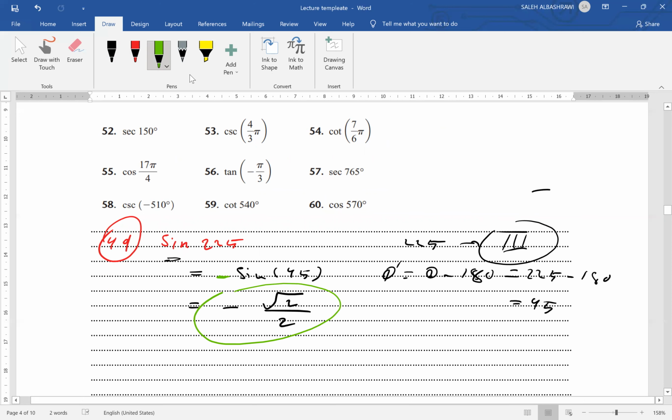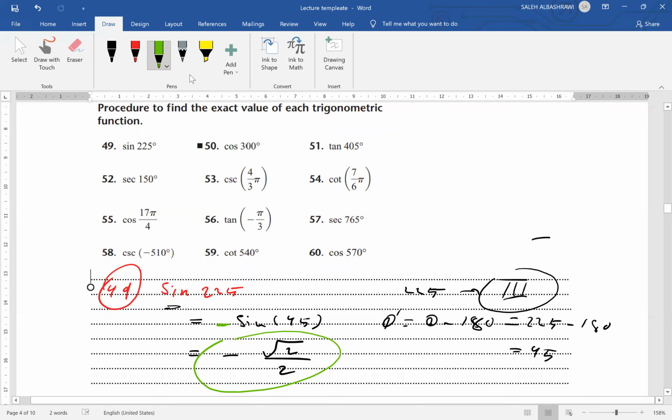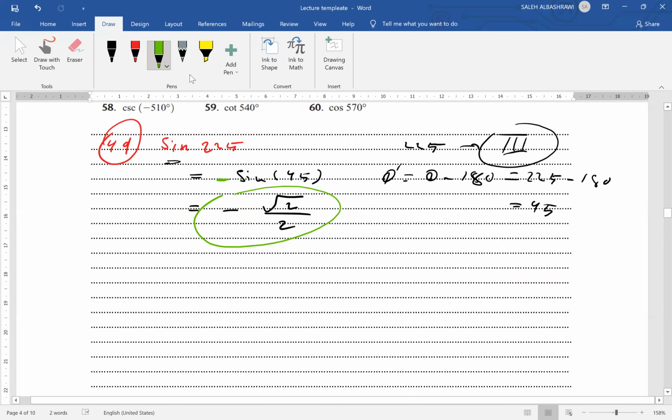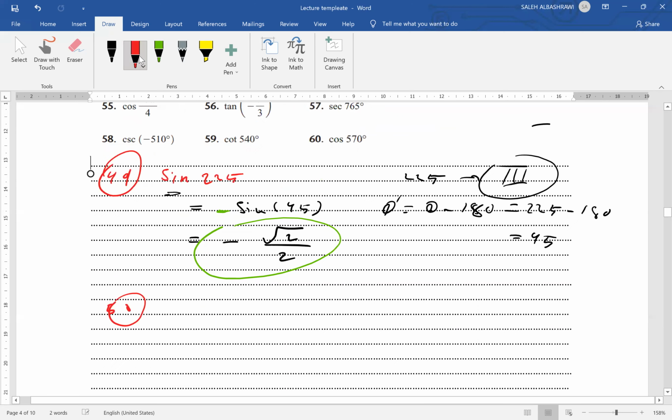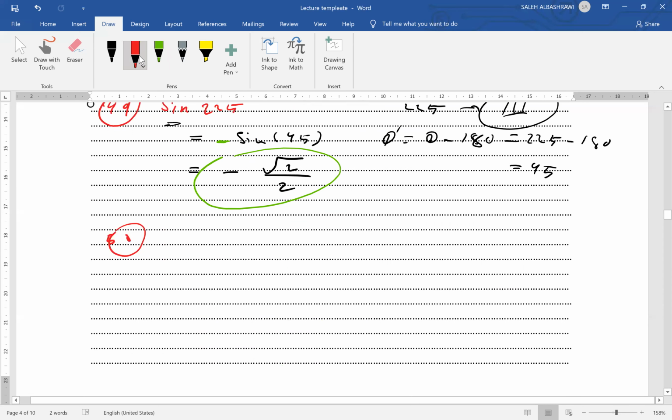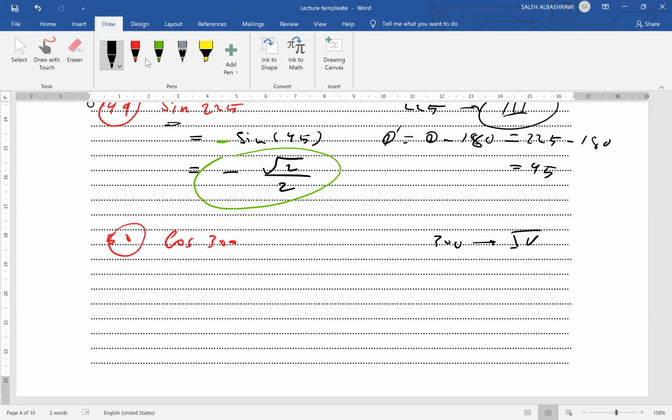Second one, question number 50. Question number 50 says that we need to find cosine of 300. So cosine 300 is in the fourth quadrant. So theta prime equals 360 minus theta, which is equal to 360 minus 300, which is equal to 60.